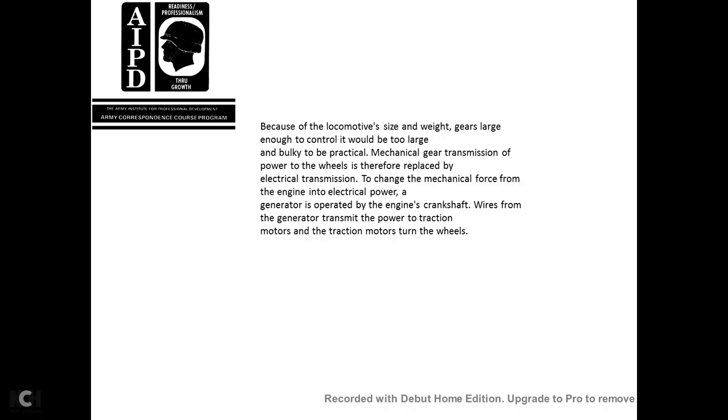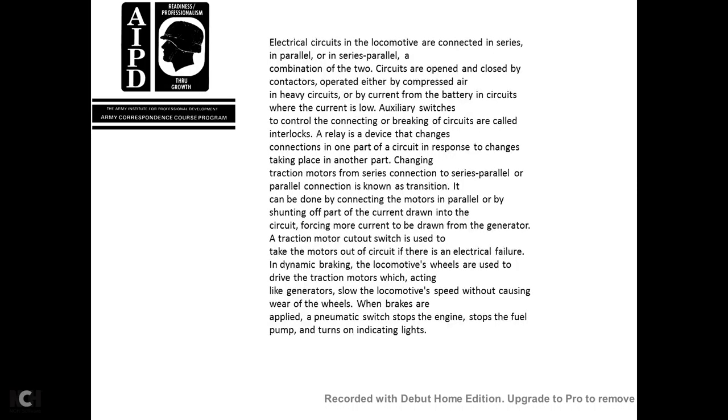Because of the locomotive's size and weight, the gears required would be large and bulky, so mechanical gear transmission of power to the wheels is impractical and has been replaced with electrical transmission. The engine crankshaft drives the generator, which changes mechanical force into electrical power. Wires from the generator transmit the power to the traction motors. Traction motors turn the wheels.